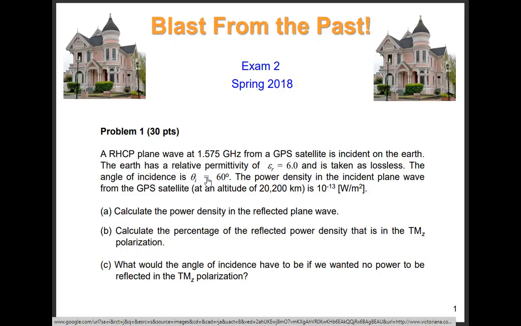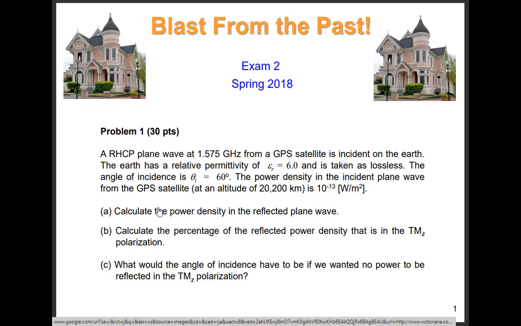The angle of incidence is theta I equals 60 degrees. And the power density in the incident plane wave from the GPS satellite, which is orbiting at an altitude of 20,022 kilometers, is 10 to the minus 13th watts per square meter. Okay. And when we talk about antennas, it will become pretty clear how we can calculate something like the power density of the wave hitting the Earth from the GPS satellite. But anyway, that's what it comes out to be in this example.